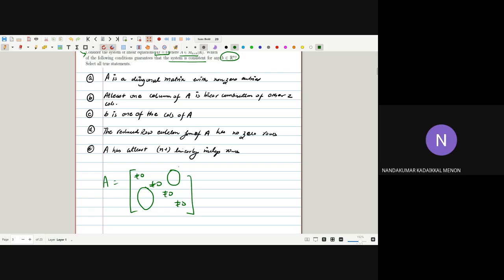For any n cross n matrix, this is how we usually represent a diagonal matrix, with a big zero above and below the diagonal. You can see all the elements on the diagonal are non-zero. This means the determinant of A is the product of the diagonal entries. If they are non-zero, this implies the determinant is non-zero, right?